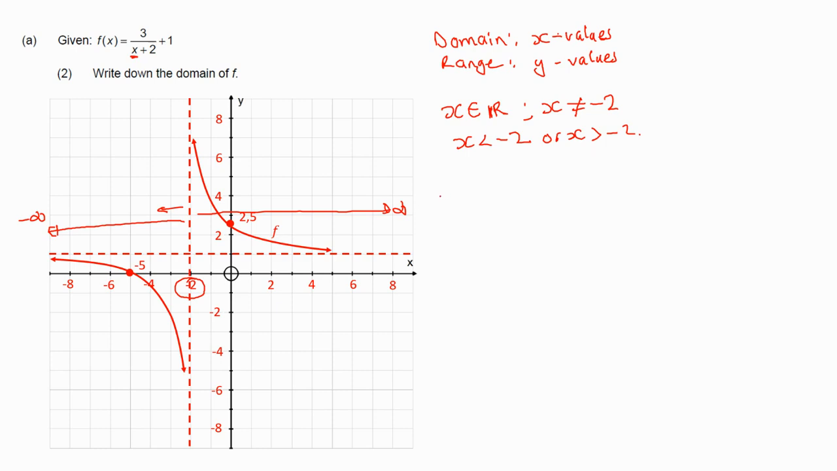Or you can write it in this way. You may find some books written like this: a set of x such that x is less than negative 2 or x is greater than negative 2. It's just the same thing as the one I wrote before. And then the other way of writing this is interval notation: from negative infinity to negative 2, not included. Remember that for included we use the square bracket, and for not included we use the round bracket. And then negative 2 to infinity.